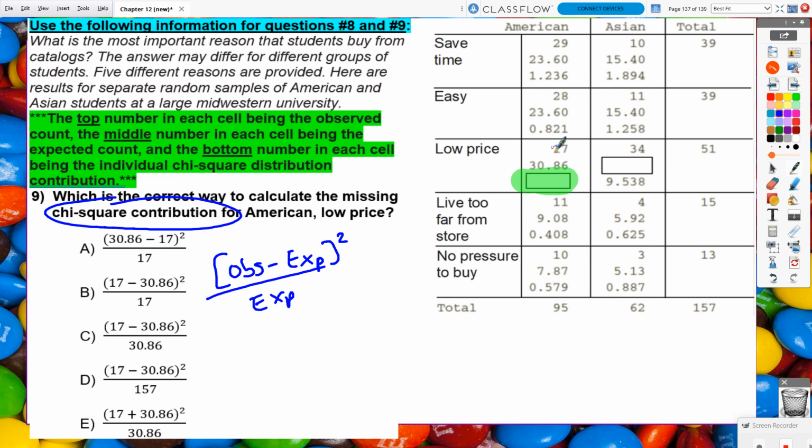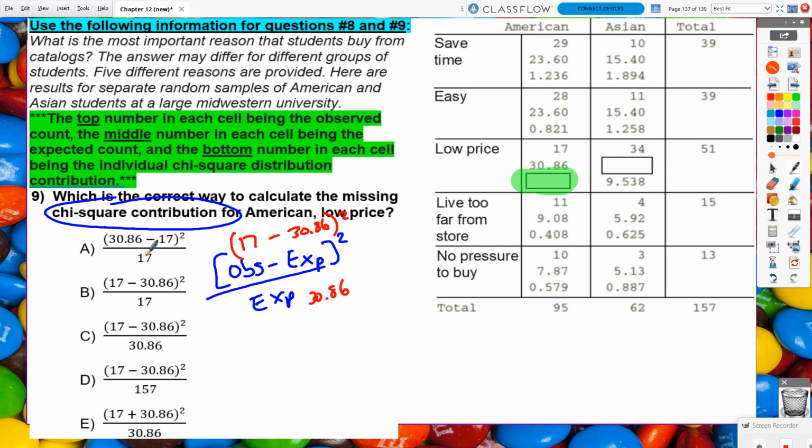So again, remember the top number is the observed. So we really want to do 17 minus the expected, which was the middle number, 30.86. Square that difference, and then divide by 30.86. And again, notice they're not asking for what that number really is. They're saying which formula matches up exactly with that scenario.